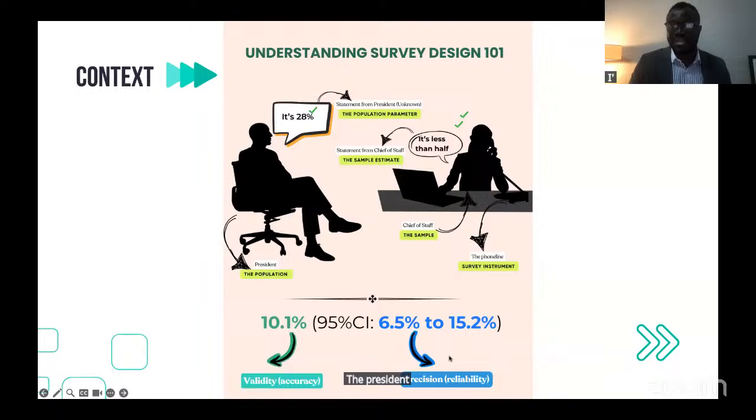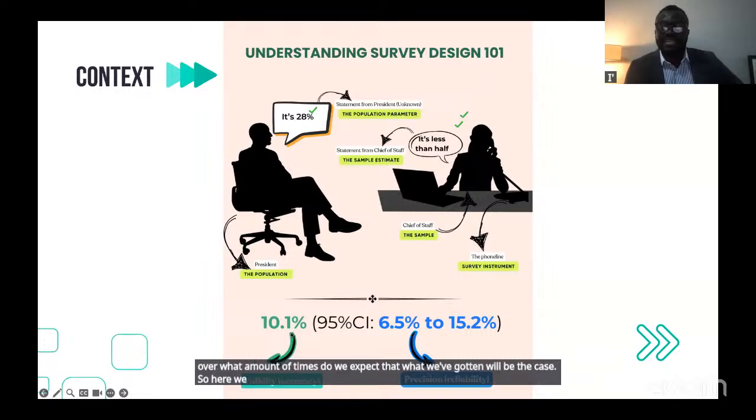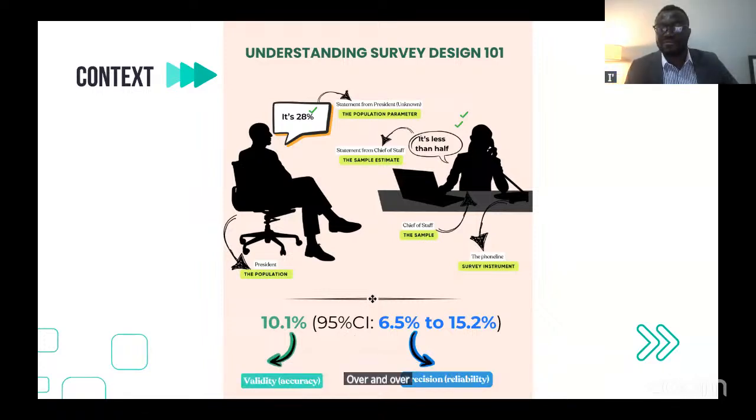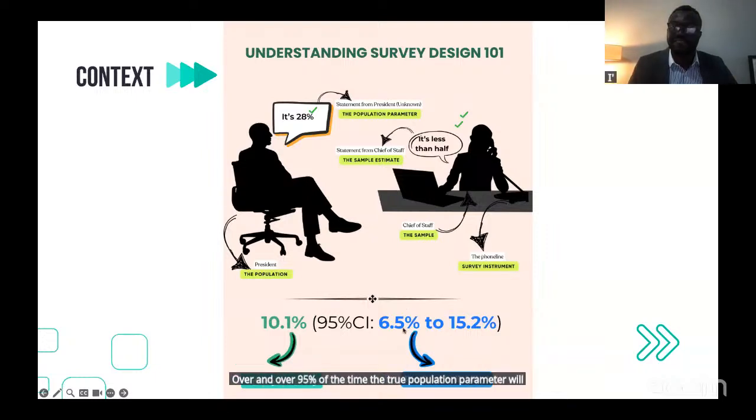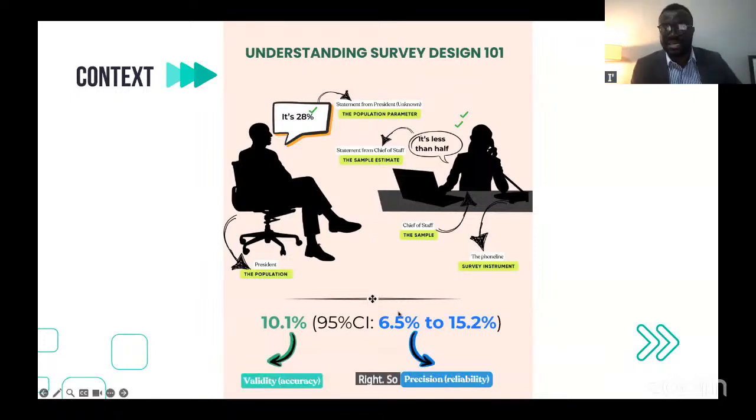And then here is reliability. If I do this over and over, what amount of times do we expect that what we've gotten will be the case? So here we're saying that if we spent the rest of our lives taking samples, or if we took a very large number of samples over and over, 95% of the time, the true population parameter will fall between 6.5% to 15.2%. So that is how to understand confidence intervals.